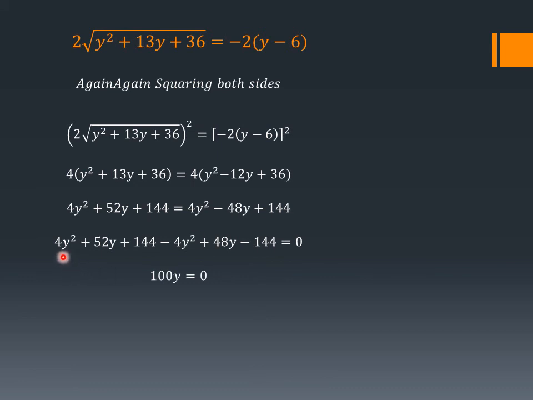Now you can see 4y square and minus 4y square, the same digits with opposite signs, so they will get cancelled with each other. The answer will be 0. Plus 144 and minus 144 will also get cancelled with each other, and the remainder will be 0. So the only thing that remains is plus 52y plus 48y. So the answer would be 100y equals to 0. We can divide that 100 by 0. Y is equals to 0 is the answer, but that is not the final answer, as the question was in terms of x, so we have to find the value of x.